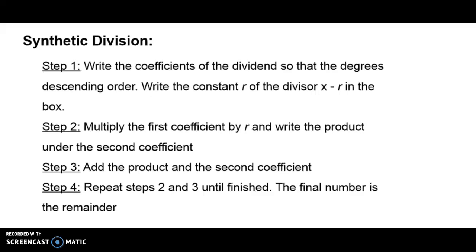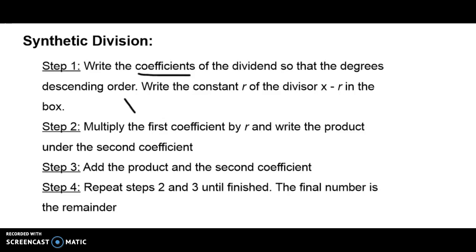The second way to divide polynomials is something called synthetic division. And synthetic division is like this. The first step is to write the coefficients, meaning the numbers in front of the variables, of the dividend, so the degree is in descending order, meaning if it was x squared, that coefficient would come first. If it was x, that one would come next, and then your coefficient at the end, the constant, would be at the end. Write the constant r of the divisor x minus r in a box.